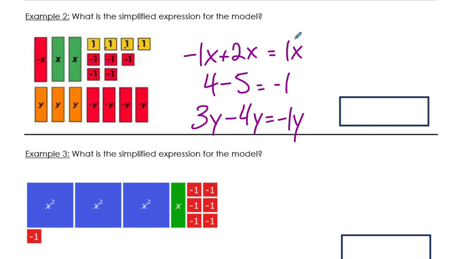Again, when we have a 1 as a coefficient, we're not really going to write that 1. You just leave it as just x there. Same thing here, negative 1 just shows up as a minus sign, and then minus 1 for the constant at the end.